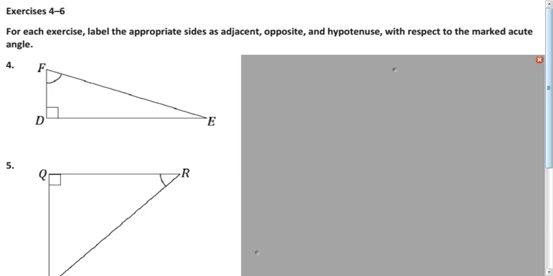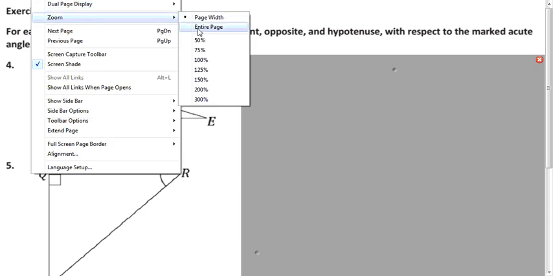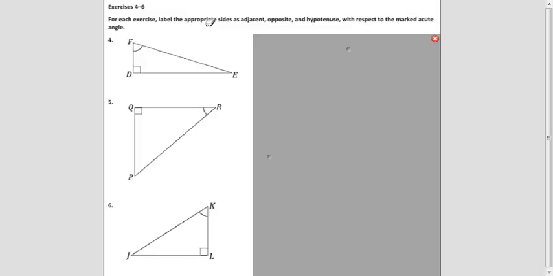So here are three examples, make this a little bit bigger. And I'd like you to take a moment to practice labeling the three sides using adjacent, opposite, and hypotenuse with respect to the marked angle. So number 4, you'd use F, number 5, R, and number 6, K. So try that now, and then I'll show you my solutions.